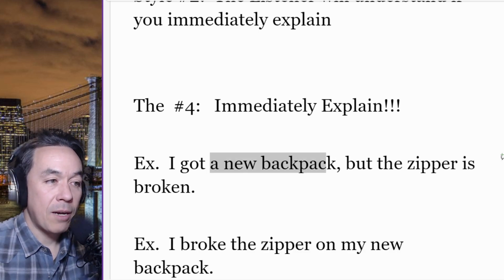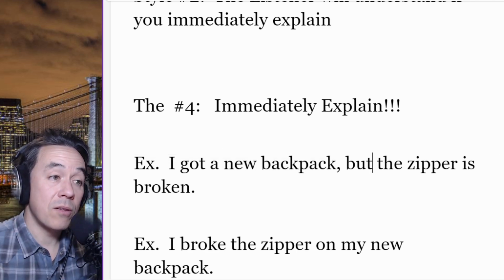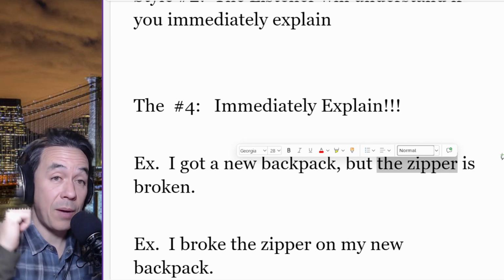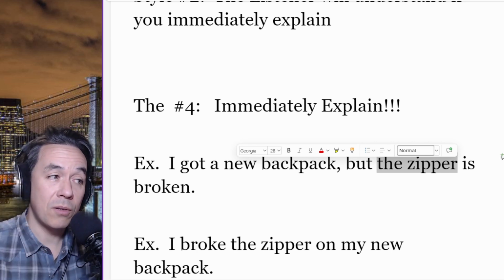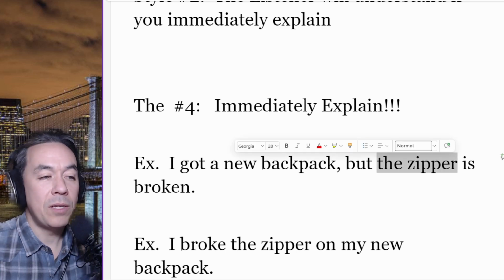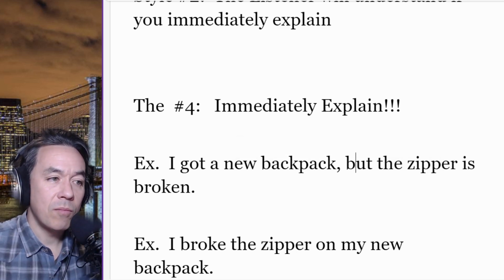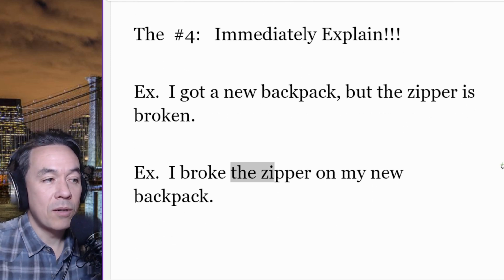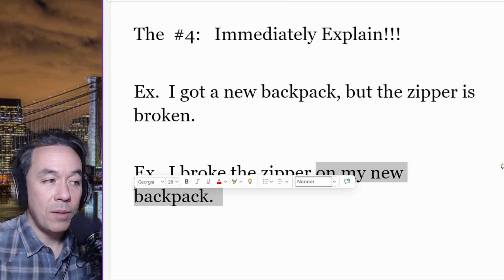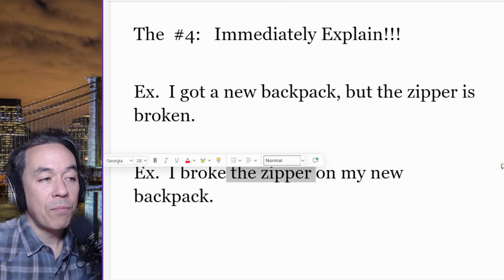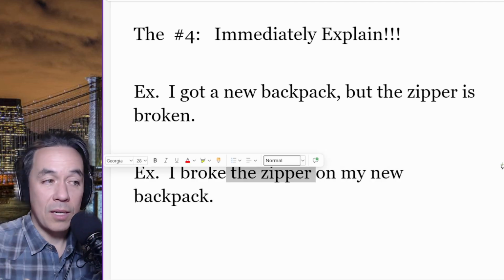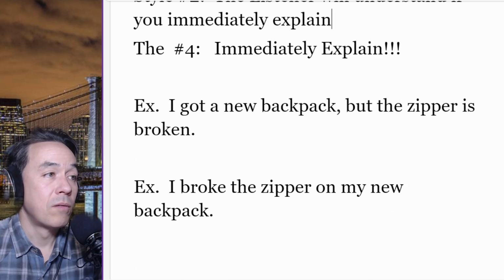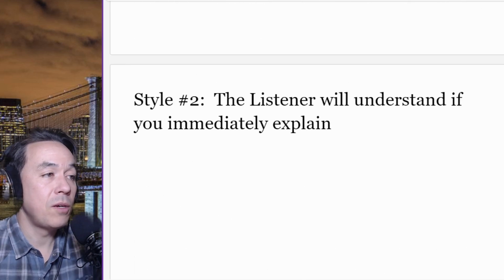Okay, so this means a backpack, which you don't know, no pressure, but the zipper, which means that thing I just said, that backpack's zipper is broken. So this the means you can understand, right? Because I just said this backpack first. But now this one, I broke the zipper. What? Oh, on my new backpack. So in this case, the zipper is part of something that comes after. So let's get back to this. Let's move this all down. Okay, so style 2, if you immediately explain.